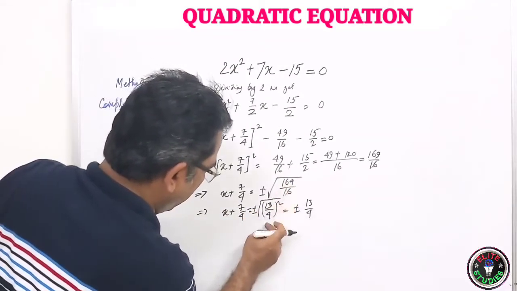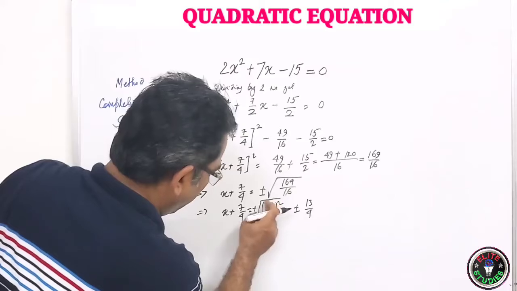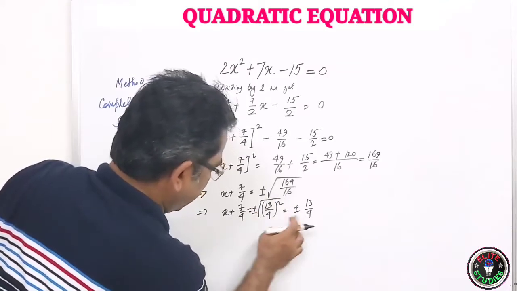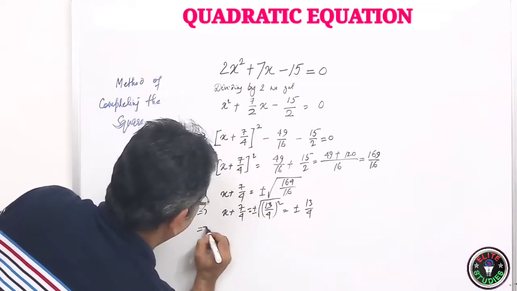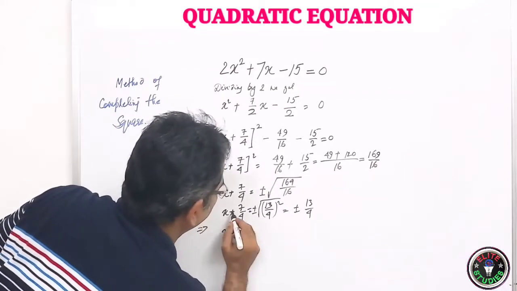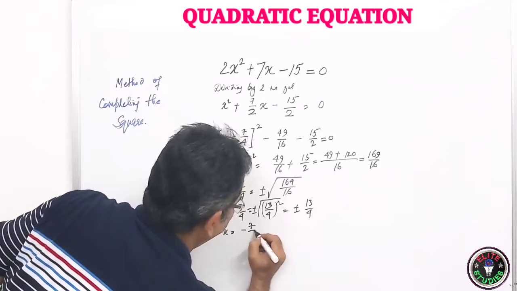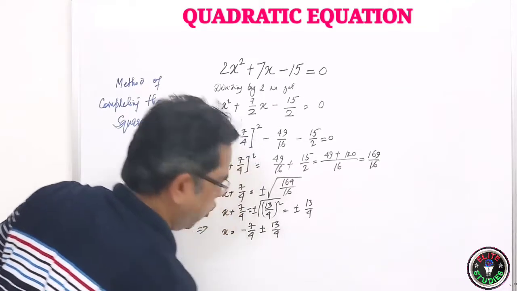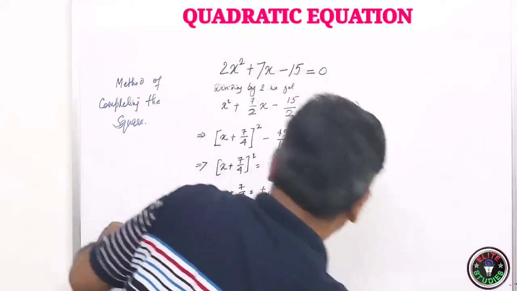13 square is 169, 4 square is 16. So if you take the square root, the square and the square root cancel out, and we get plus minus there. So it shows x is equal to, you transfer that to that side, minus 7 by 4 plus minus 13 by 4.